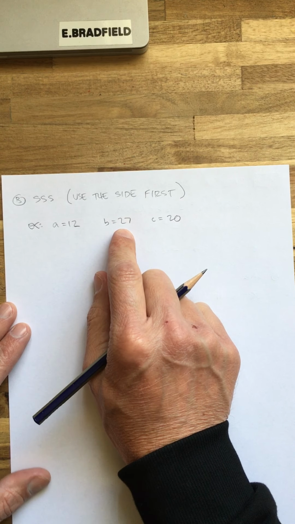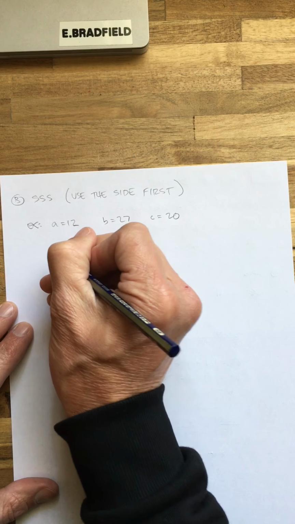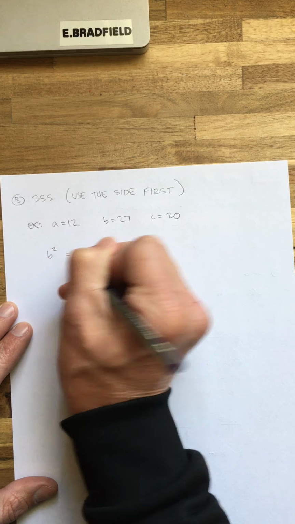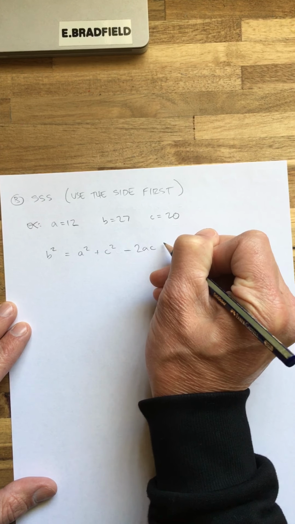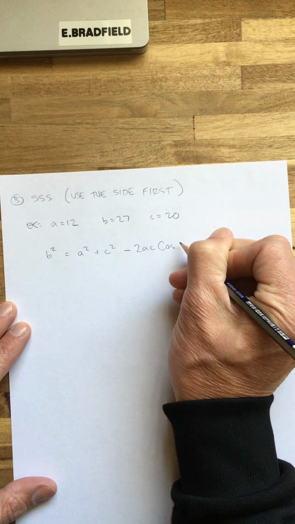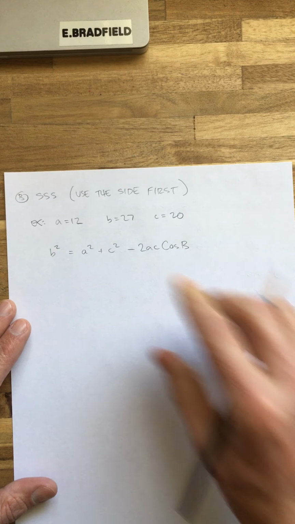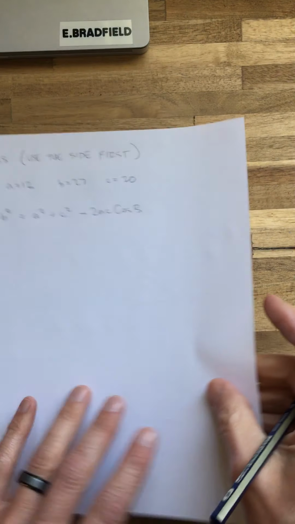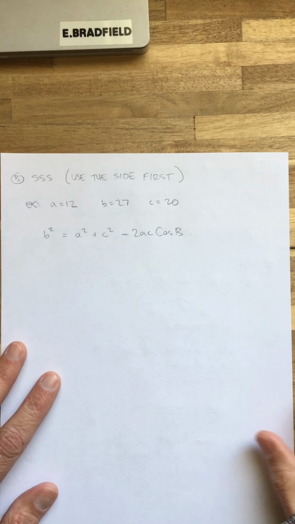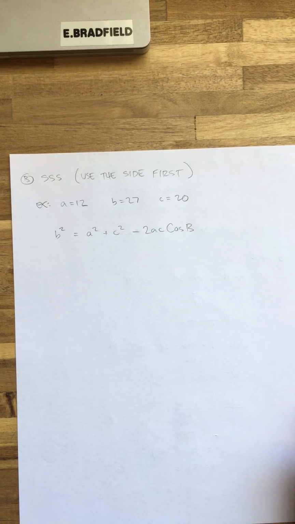You're going to start off with the biggest side. So I'm just going to write this down so we have it. That's b squared equals a squared plus c squared minus 2ac cosine of b. Okay, that's the one I'm going to use. Just happens to be the one I used here. Okay, it's just a coincidence. I'm not trying to favor this one. It just turned out that way.